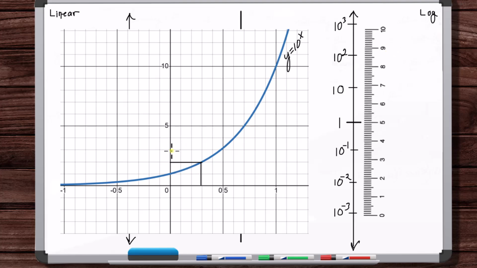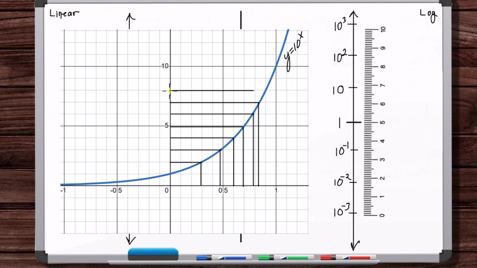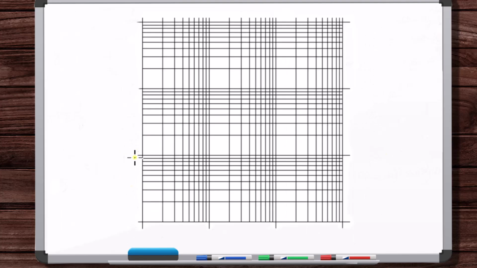Okay. 3 would go here. 4 would go here. 5. There's 8. 9. And then 10 is the major tick mark. And that's how you would space them. And so if we look, you see that's exactly how these are spaced.